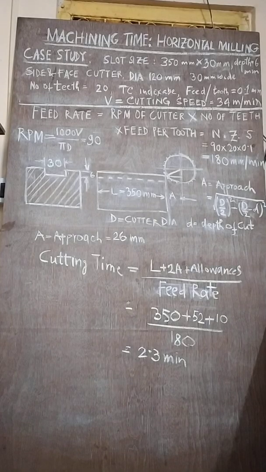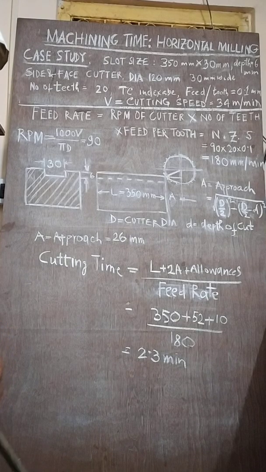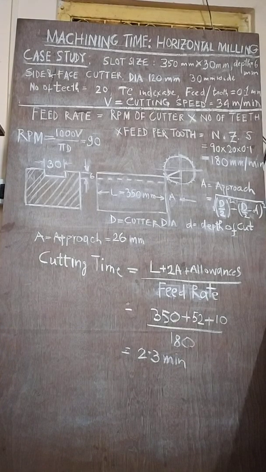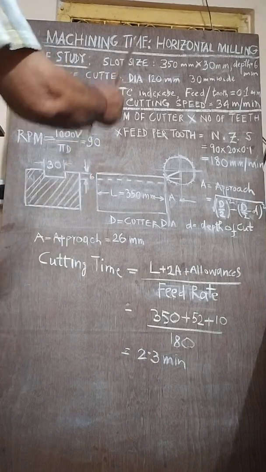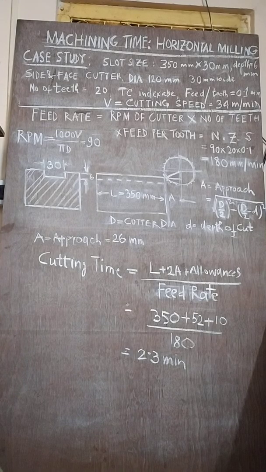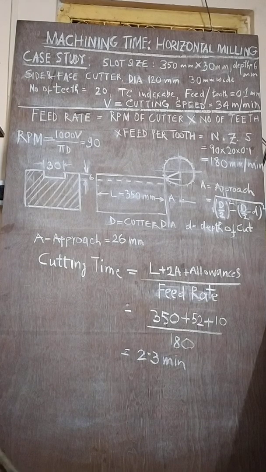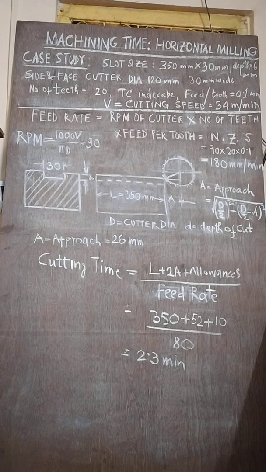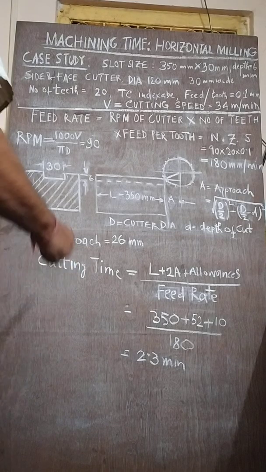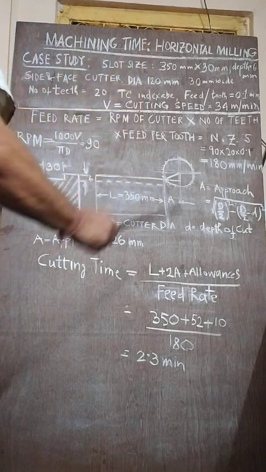Welcome you all. This is a machining time lecture and the subject is ME 602, Principles of Machining and Machine Tool, and we are trying to estimate the machining time in a horizontal milling machine. In the last class we discussed the machining time of a particular job in a shaping machine, how much time it takes, and this time we are doing it in the milling machine, and the milling machine is horizontal type.